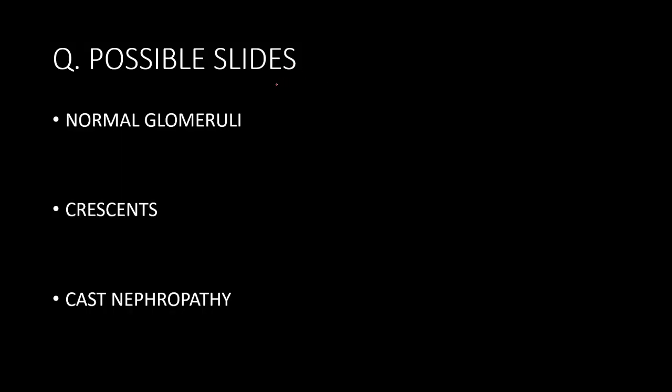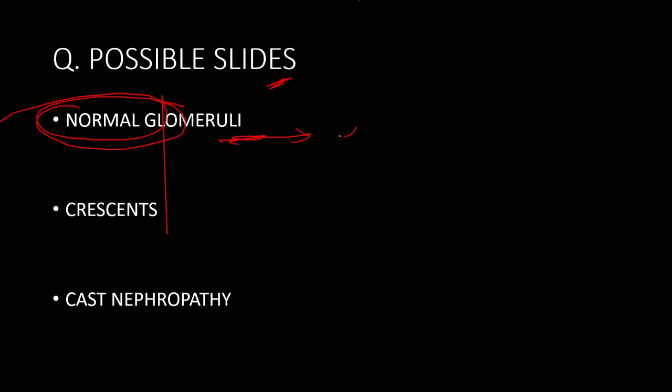So the possible slides the examiner usually gives: be prepared for normal glomeruli also, because in the exam tension you will be searching for a diagnosis, but it might be a simple normal glomerulus. So make sure you have seen glomeruli and are able to identify the structures. For that, microscope adjustment is very important. At least try to practice. If you have any access to a microscope in the department, go to the pathology department and have a look at how to do the adjustment.